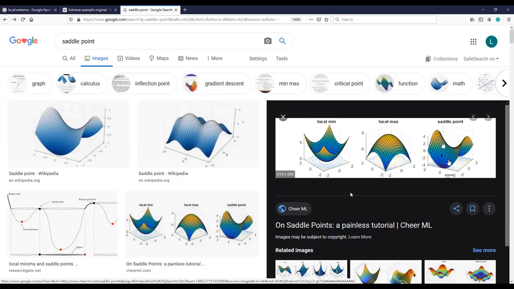a point where the slope of the orthogonal pathway is non-zero, but it's not a local minimum. Okay, we go back.